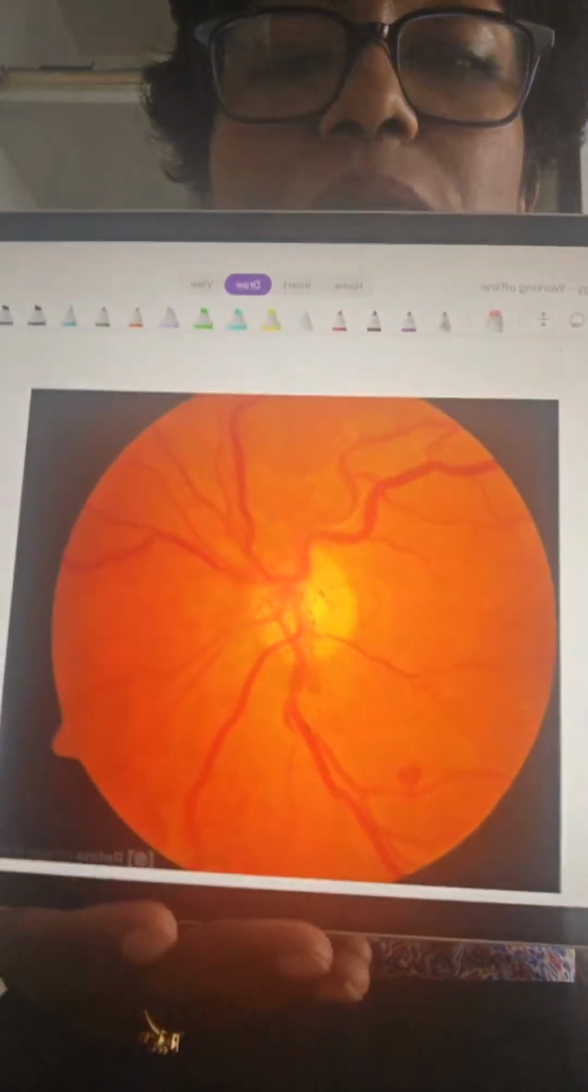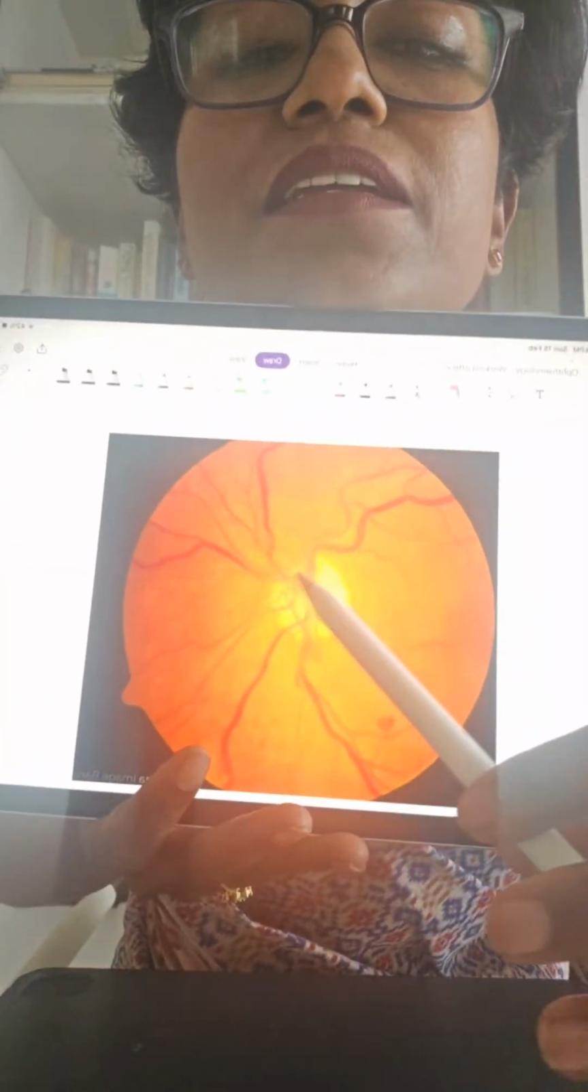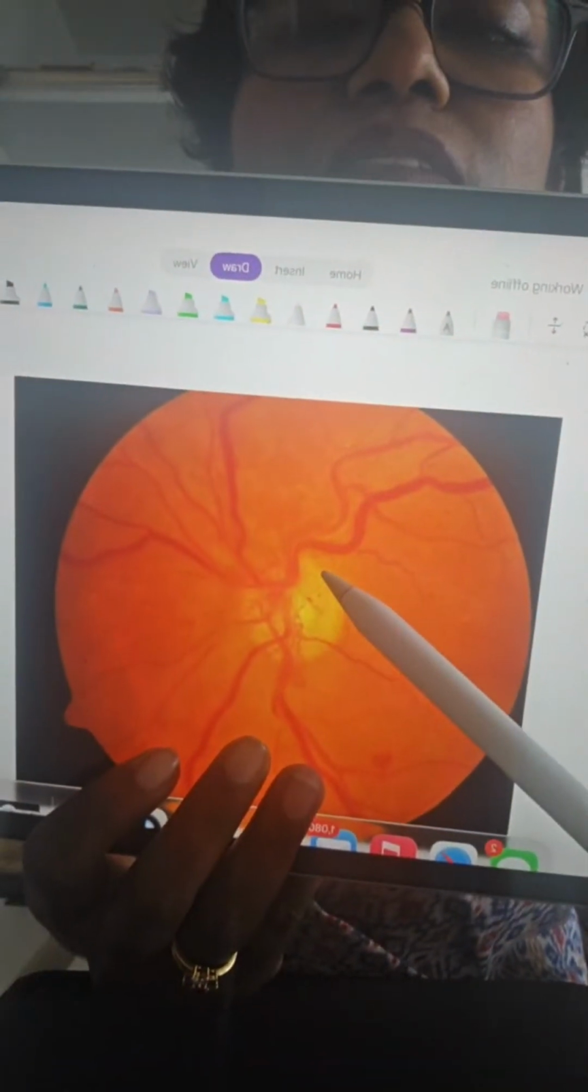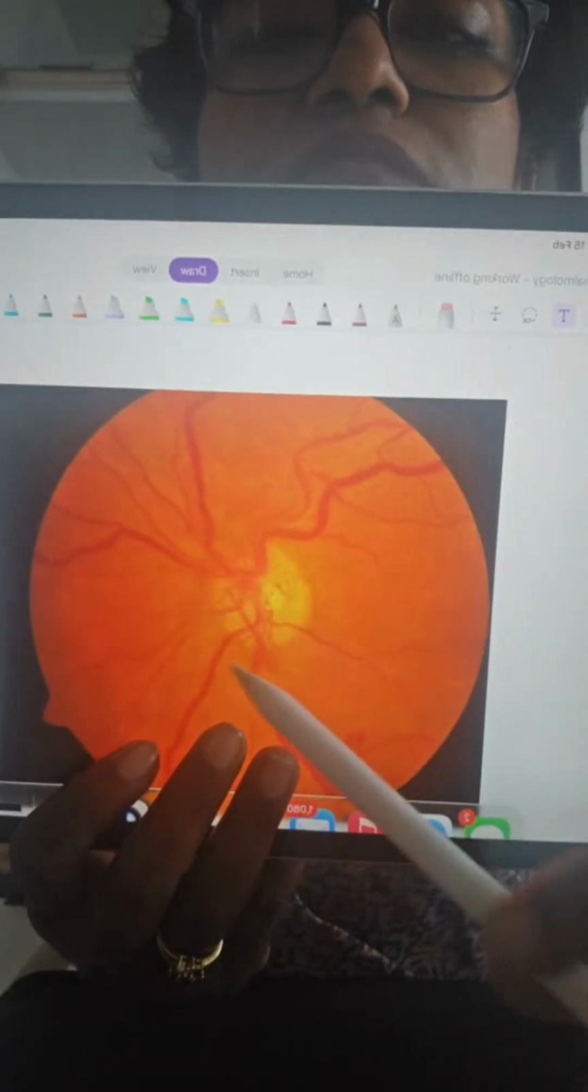Can you see this optic disc? And there are so many new vessels here on the surface. Yes, very good. So this is neovascularization of the disc. Yes, can you see the NVD? There's so many new vessels here and around the disc.